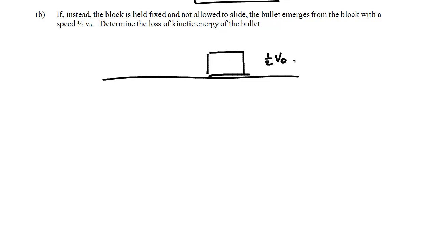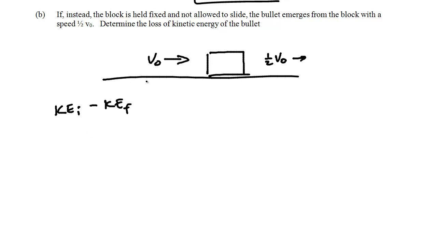In part B, the block is fixed now, so it does not move, and the bullet comes out the other side with 1/2 the velocity it had originally, so it's going to lose some of its speed. The block is going to stay put. We want to determine the loss of kinetic energy of the bullet. That would be kinetic energy initial minus kinetic energy final. It's not the other way around.